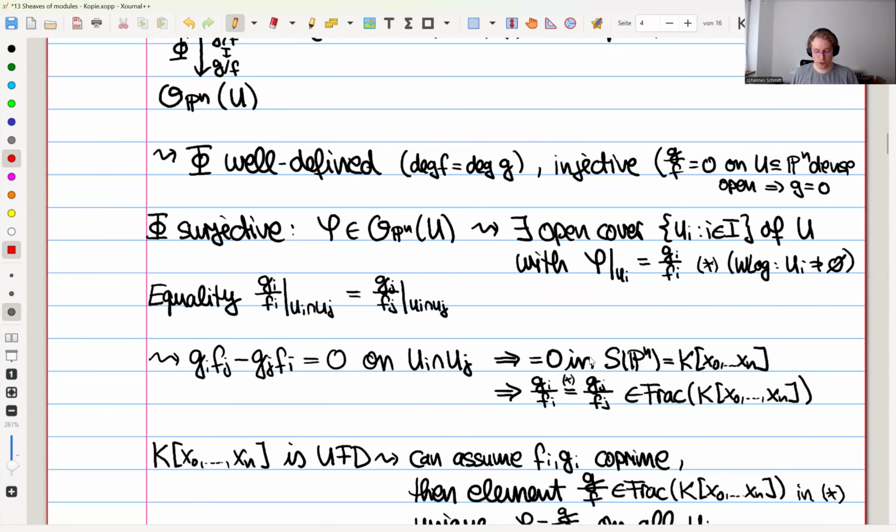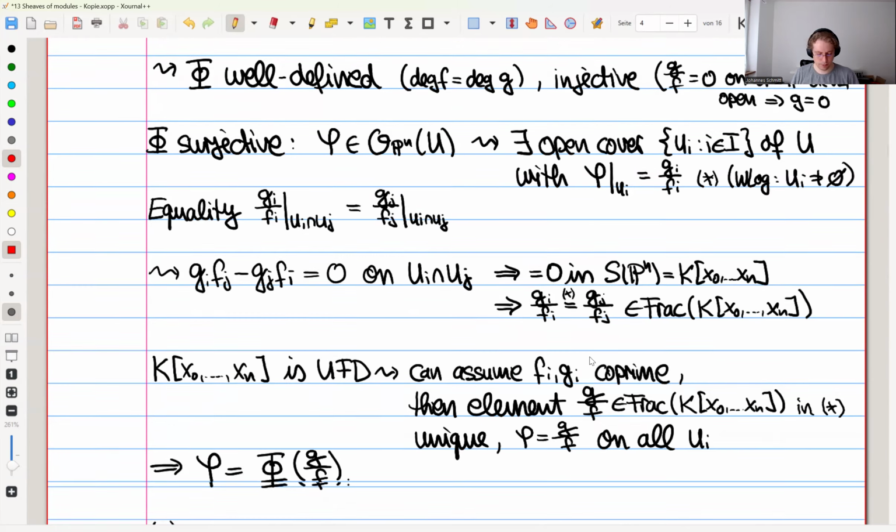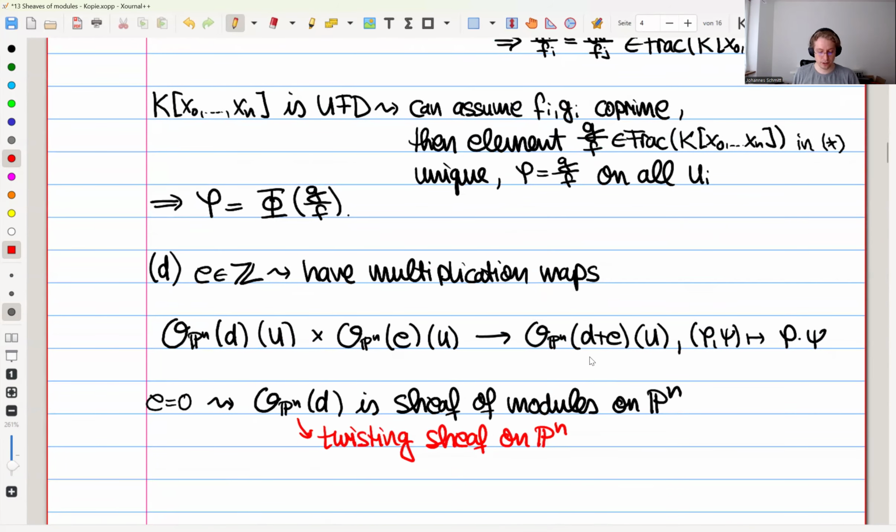And now what we want to do in order to have a sheaf of modules is we want to have a multiplication map from the structure sheaf and a section of O(D) to a section of O(D). And this is now not so bad. In fact, we can do this much more generally.